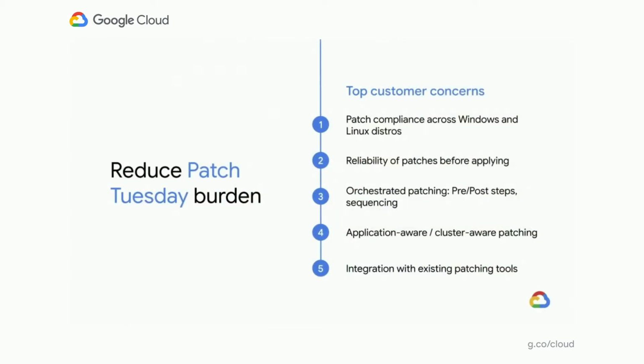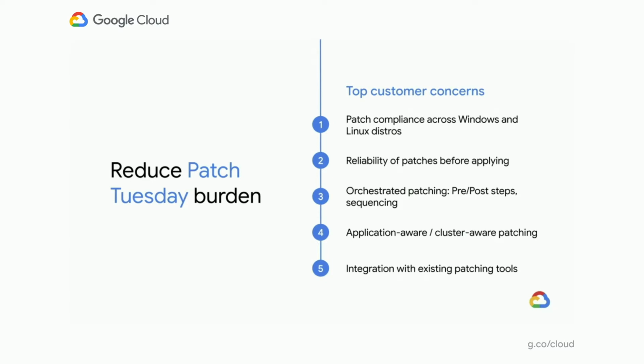Starting with patch compliance across Windows and Linux distributions. There could be several versions of Windows operating systems running within your environment, and the same with Linux distributions. How do you ensure compliance within these environments? Second point being reliability of patches before you're applying them. There could be some mission critical workloads that you're running within your large compute fleets, and you definitely need to test them in a staging or development environment before going ahead and applying them in production.